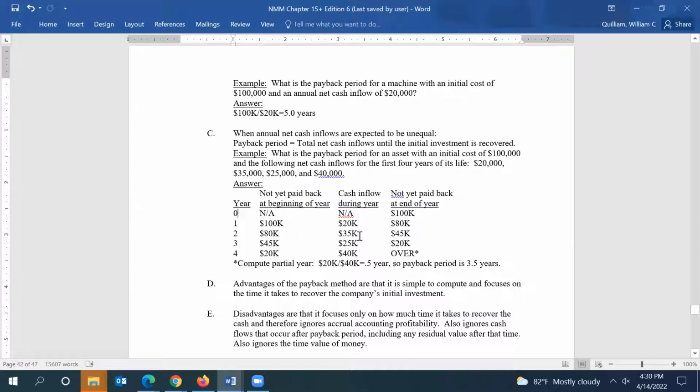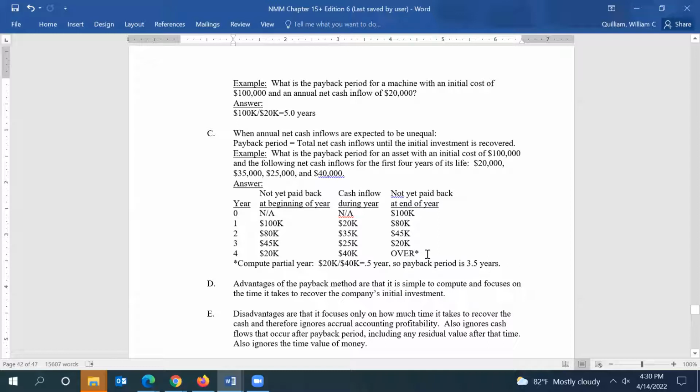Cash inflow during year 2 is 35. Subtract that, we get 45,000 not yet paid back at the end of year 2. Again, that carries over, beginning balance of year 3. Cash inflow during year 3 is 25. Not yet paid back at the end of year 3 is 20. That carries to the beginning of year 4. Cash inflow during year 4 is 40. Oh, we're over at the end of year 4.